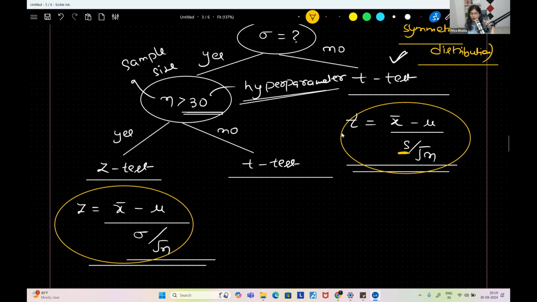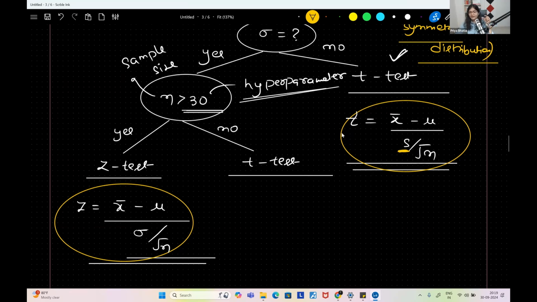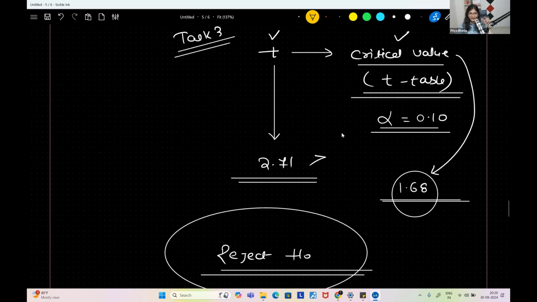So what we are doing here is, this term, whether it's a z or t, is a factor which defines how much variation there is between the sample value and the population value. That is something we derive via z or t. Now, with the help of this factor, we are comparing it with a critical value factor.